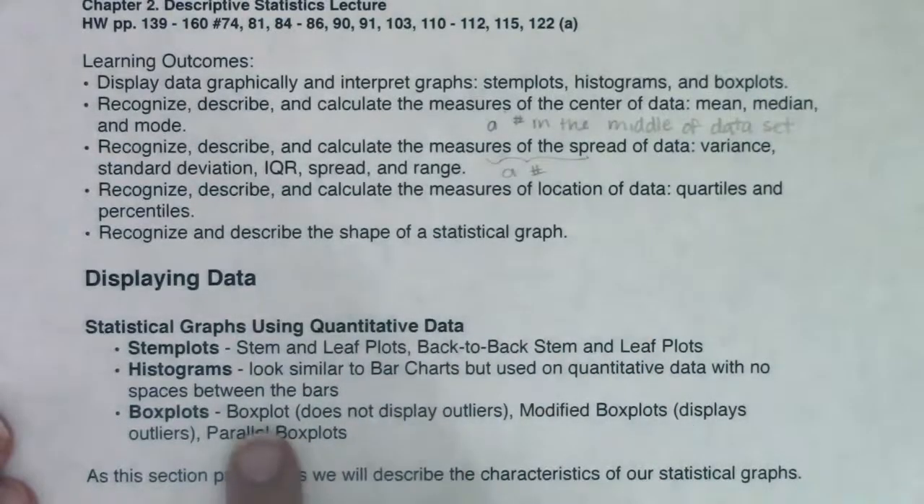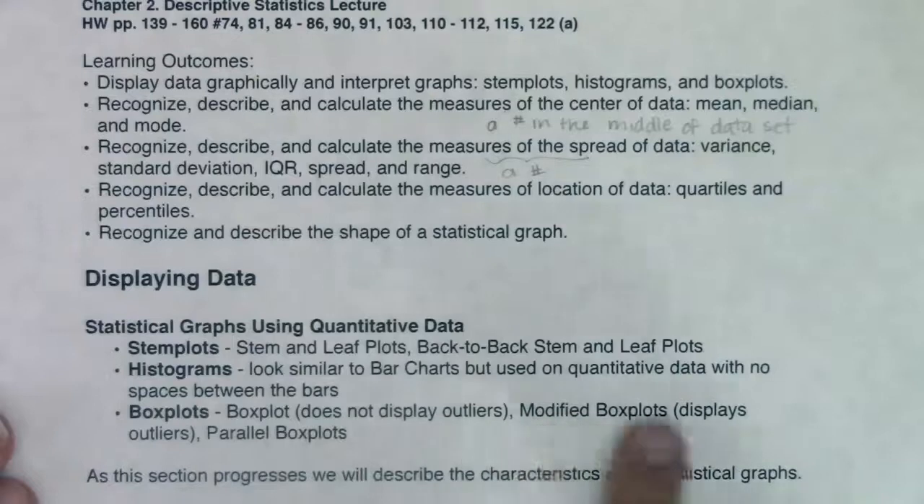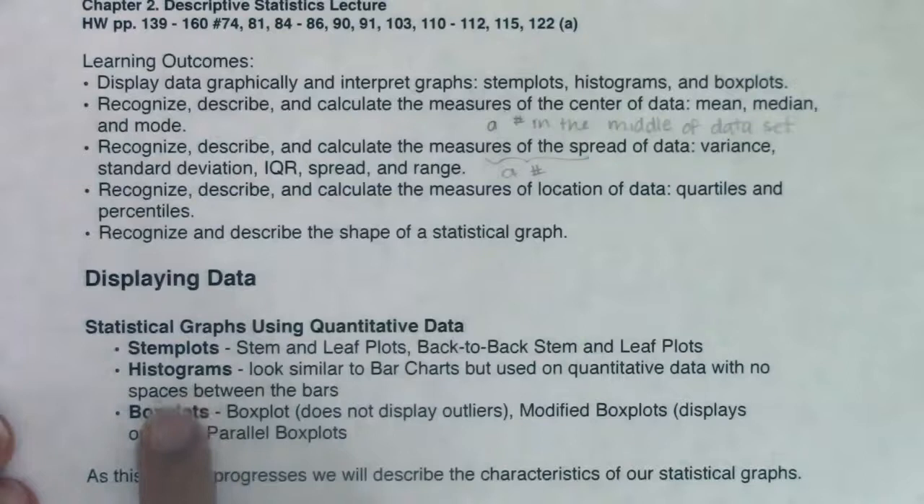The last plot we'll get to is my personal favorite. I use it all the time. It's called a box plot. We will talk about a regular box plot, and it's a box plot that does not display outliers. This is fine, but we really want to get over to here. This is the one I actually use the most, the modified box plot. It'll actually show us where our outliers are. So my go-to graph, histograms are pretty good, but my go-to is definitely the modified box plot.